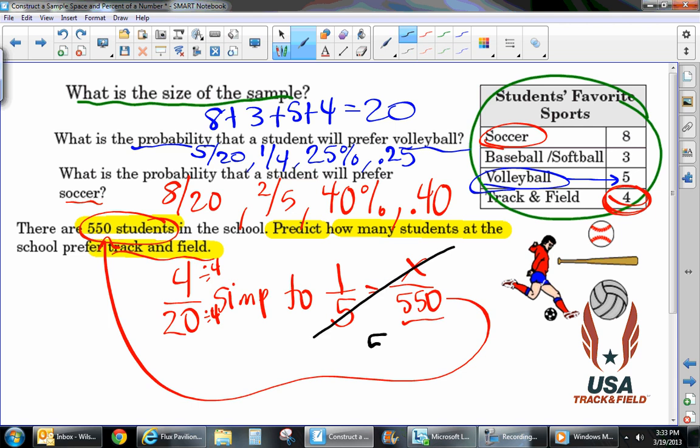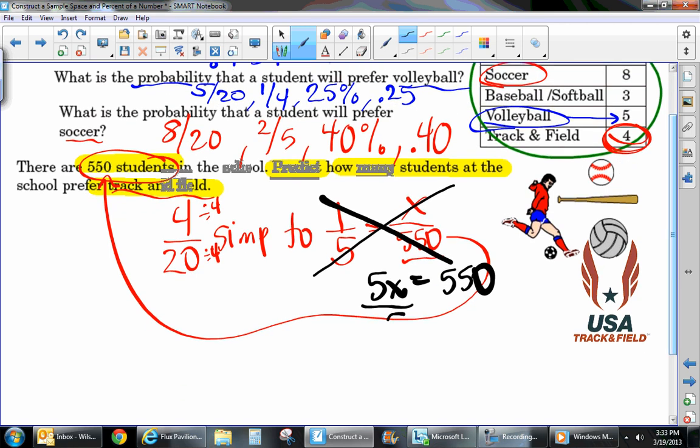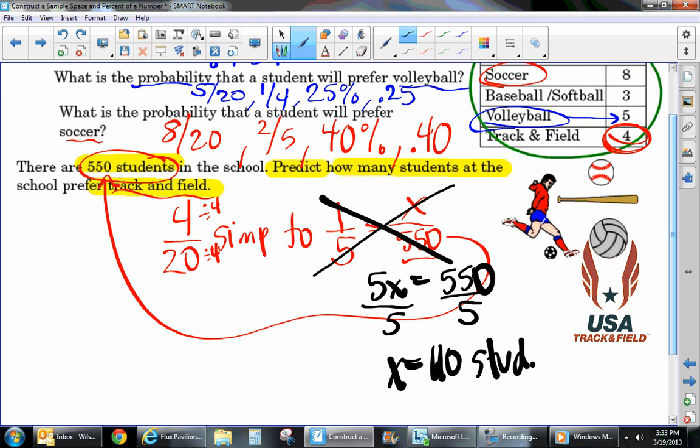And you're going to get 5x. Cross multiply the other way, you get 550. And then to solve this one-step equation, you are going to divide both sides by 5 in order to get the x all alone. So you end up getting x equals 110 students prefer track and field out of the 550. This is not the only way this problem can be done.